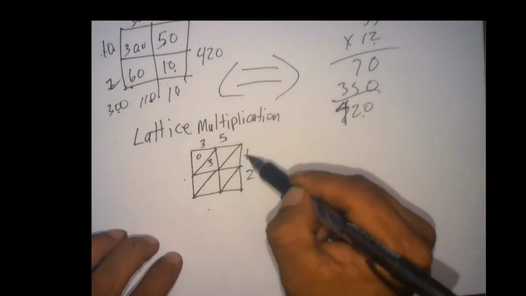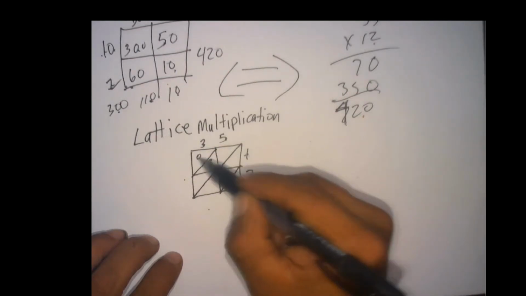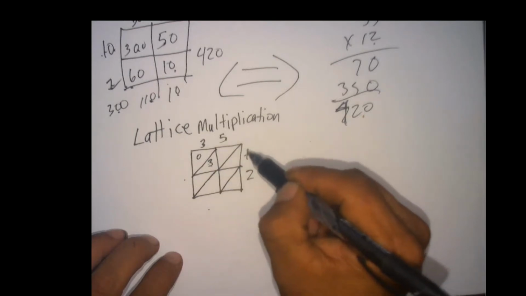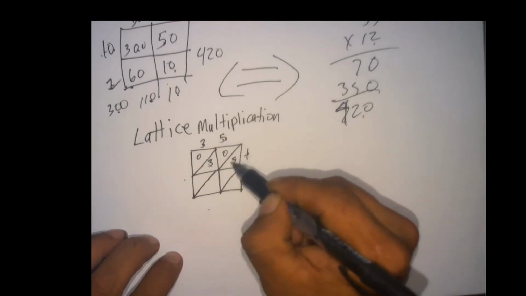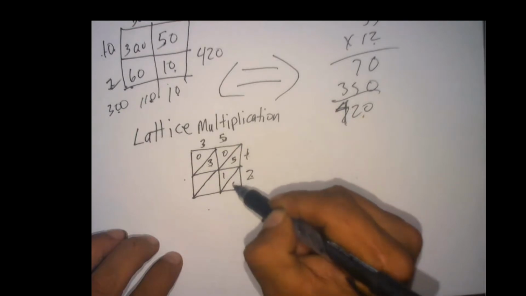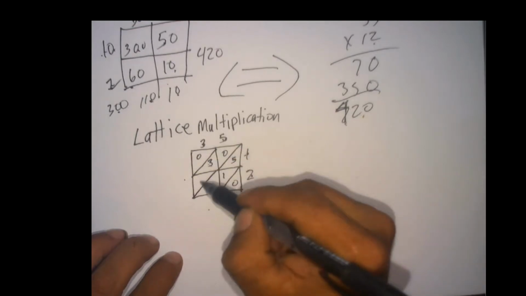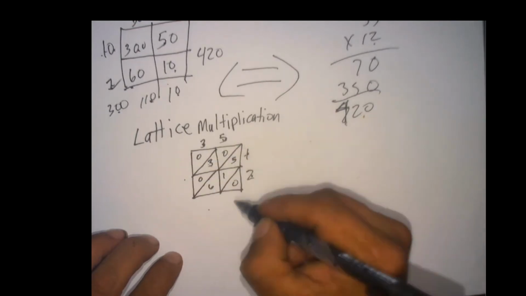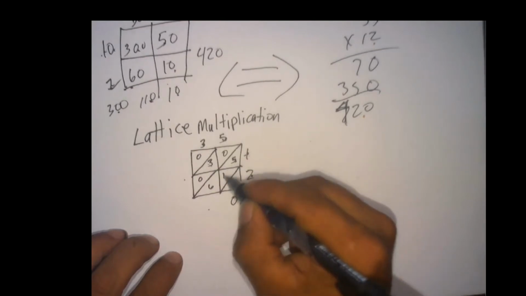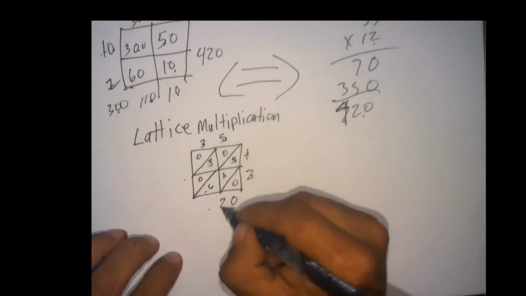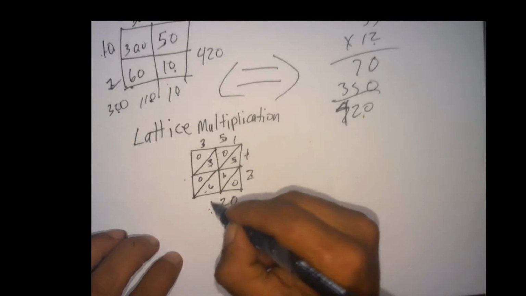Now notice that each of these boxes gets 2 digits. 1 times 5 is 5. 2 times 5 is 10. And 2 times 3 is 6. And then you add diagonally. 0, 5 and 1 is 6, and 6 more is 12. Carry a 1. 1 and 3 is 4. And there's a 0.